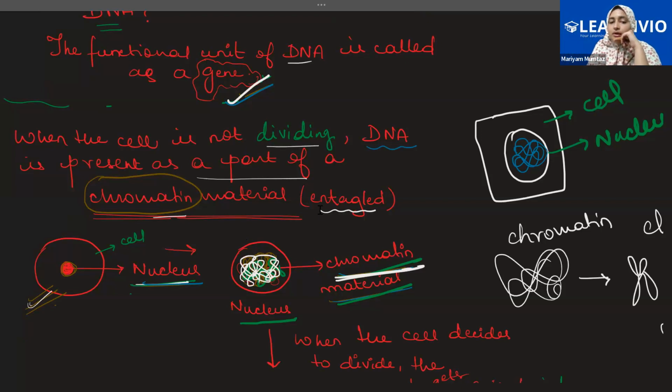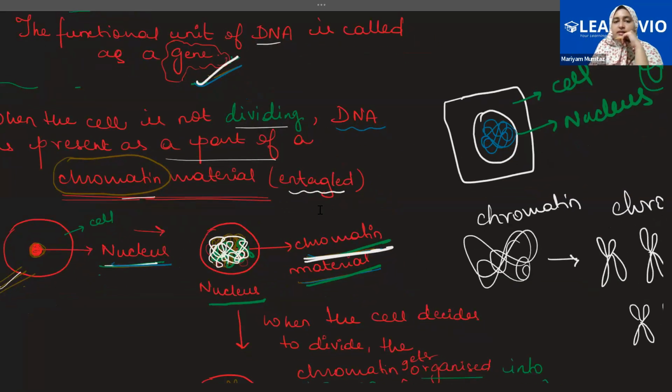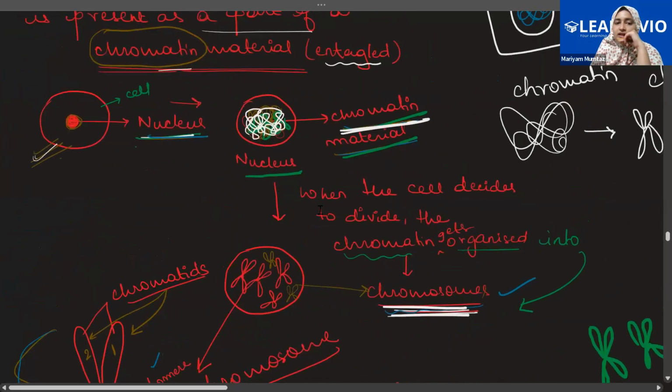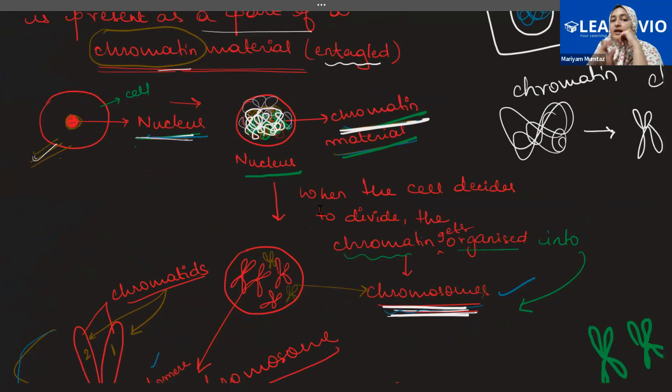So now, this is how I've drawn it just to illustrate. This is the nucleus. Inside the nucleus, there is a tangled mass. They are tangled. This is what chromatin material is. But this is the case when the nucleus of the cell is not dividing.